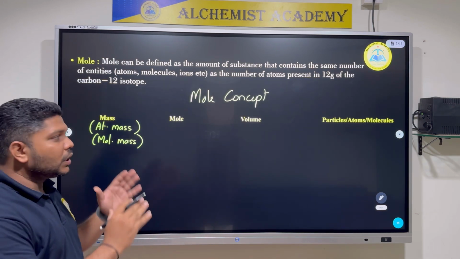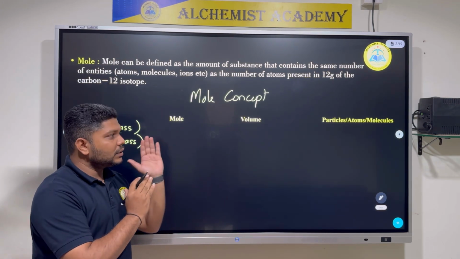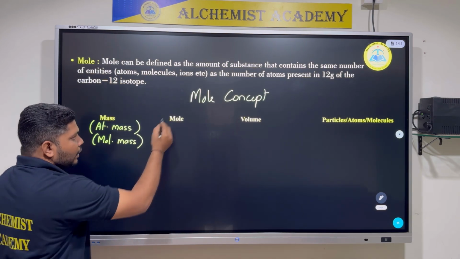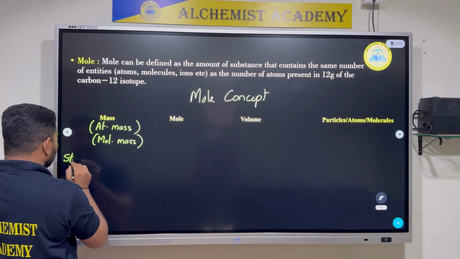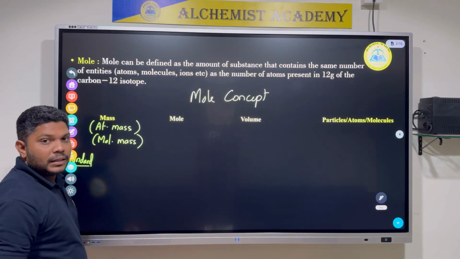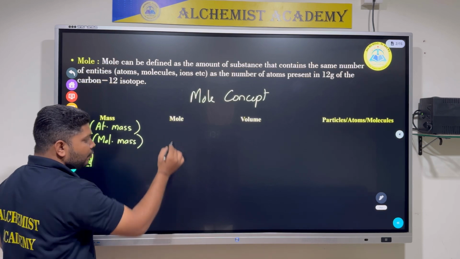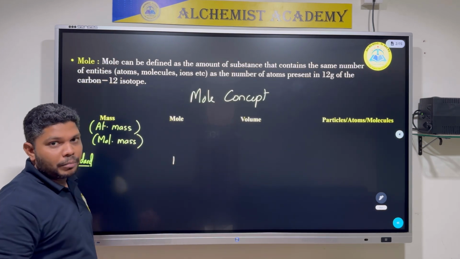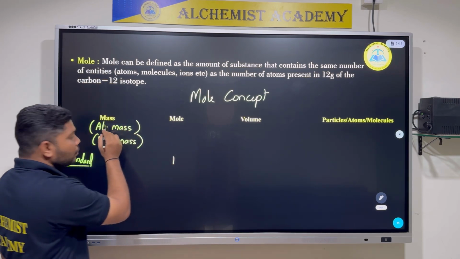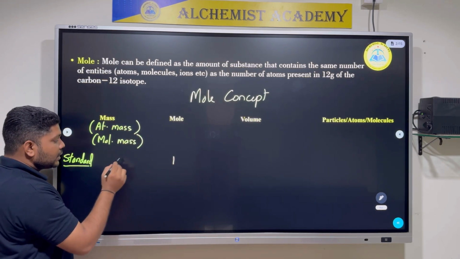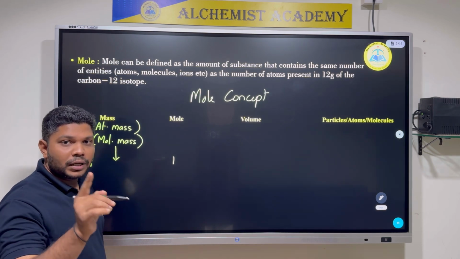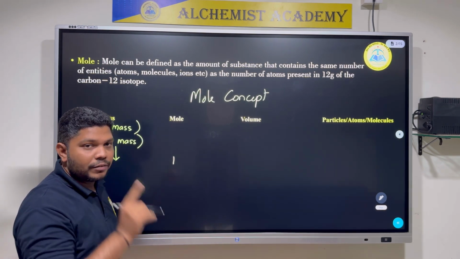Before going to the problems, first I'll teach you some basic concepts. What is the concept? A standard. Everyone should know how to write the standard. Standard for mole is always 1. Remember that, 1 mole is always the standard. Whereas when I'm talking about mass, this mass is nothing but the atomic mass or molecular mass of that particular substance. That is the standard for mass.